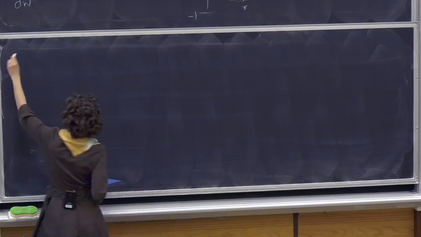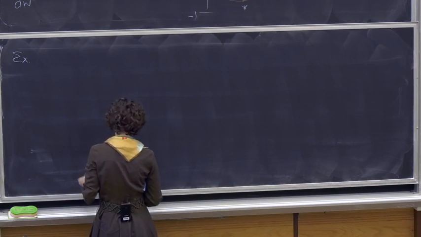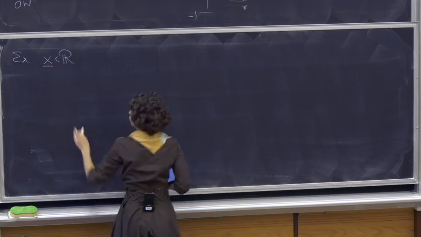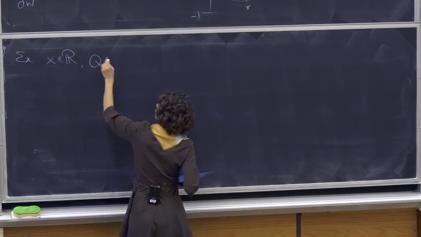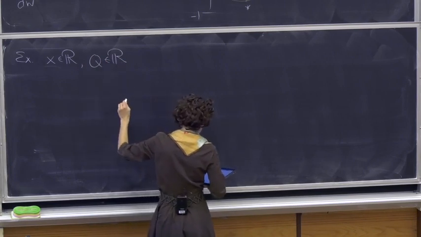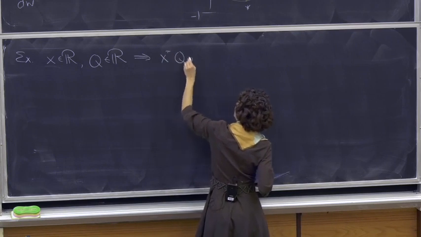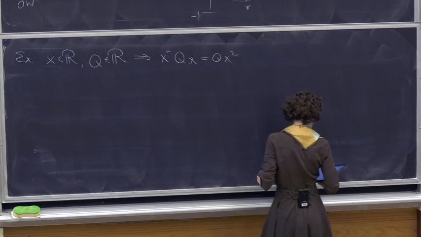So first, let's look at a couple of examples. Let's imagine we're just working in one dimension. So X is just a real number, and Q is just a real number. And so when we look at X transpose QX, all we really mean is that this is QX squared.